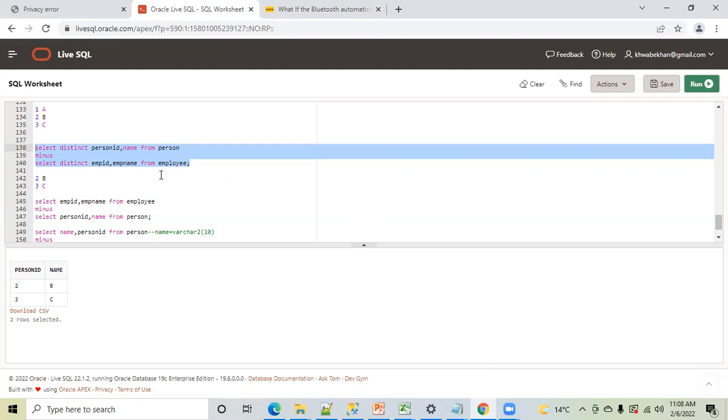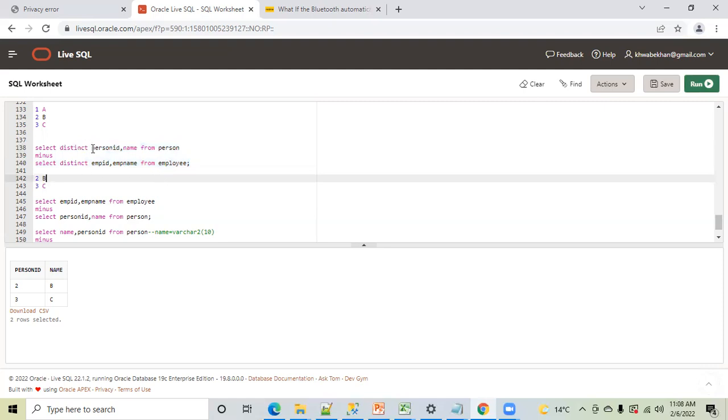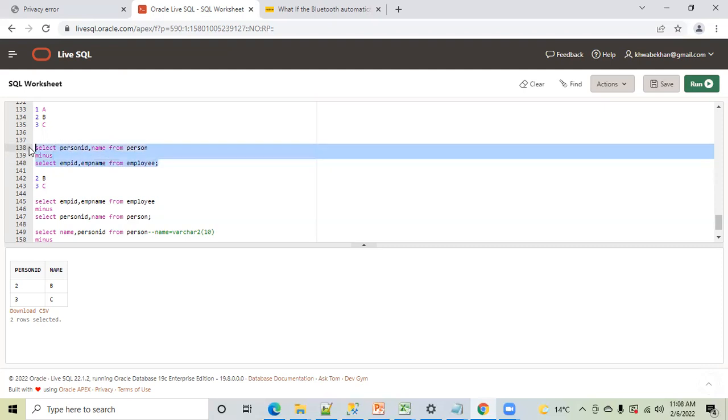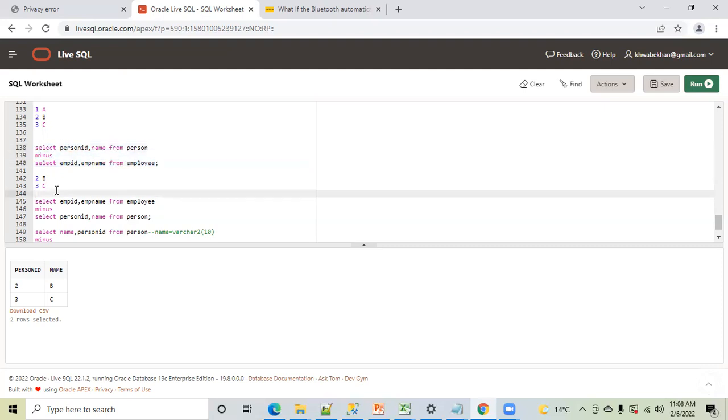Very important core concept. Is this clear? Okay, very good. Now I hope this is clear. I'm moving to the next concept of minus.